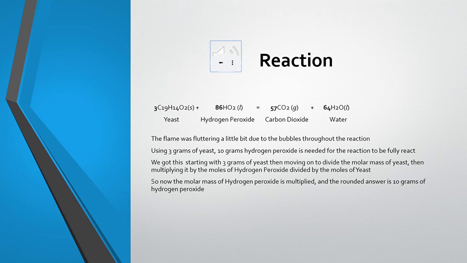So from using 3 grams of yeast, we used the molar mass and mole ratio. The result was 10 grams of hydrogen peroxide that was needed to fully react with the yeast. We got this with 3 grams of yeast, then dividing by the molar mass of yeast, then multiplying it by moles of hydrogen peroxide divided by moles of yeast. Then the molar mass of hydrogen peroxide is multiplied and rounded to the nearest 10 grams of hydrogen peroxide.